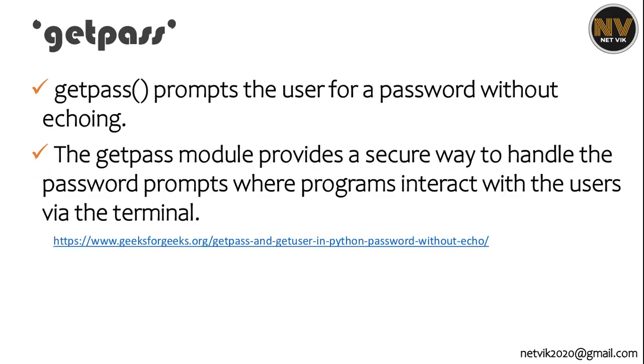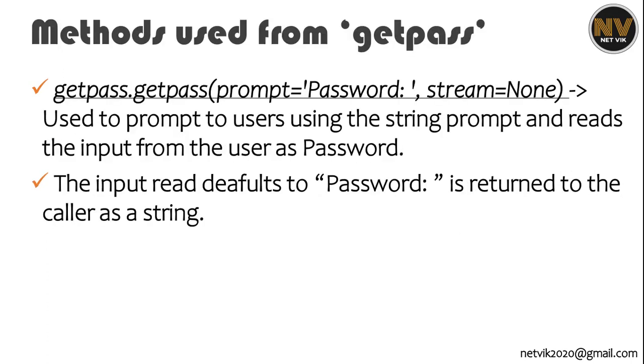Next, the getpass. The getpass just prompts the user for a password without echoing, meaning you would have seen in your office somewhere, when you log into an application and type the password, it will not show up in the terminal or in the GUI. So we'll be able to achieve such a thing with this getpass module in our program. The method used from getpass is .getpass. Here we will be able to prompt a specific keyword like enter your password, something like that.